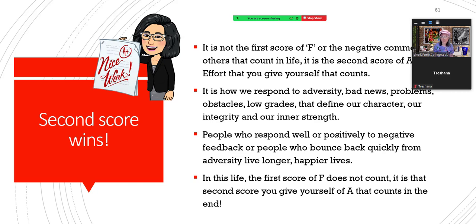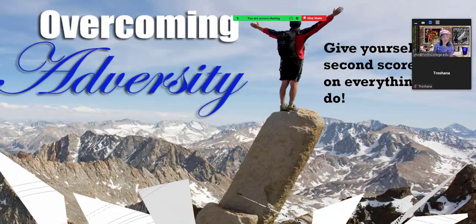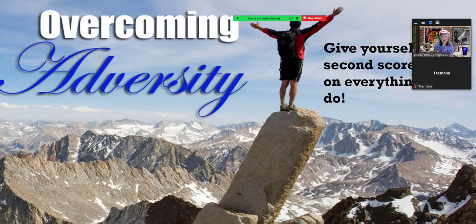or positively to obstacles in life or negative feedback, or people who bounce back quickly from adversity live longer, happier lives. So in this life, the first score of F does not count. And this is easier said than done. And it's said over and over again in the Bible as well. So I am teaching at another school that's Christian, so I would do that. So anyway, overcoming adversity. So give yourself that second score.